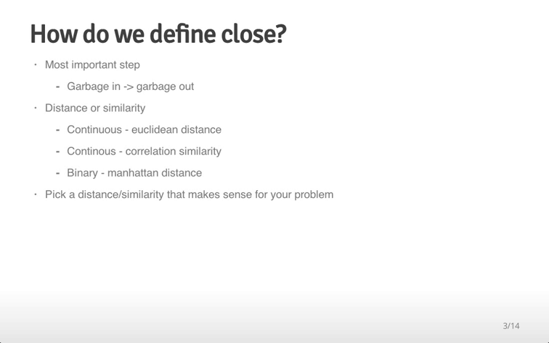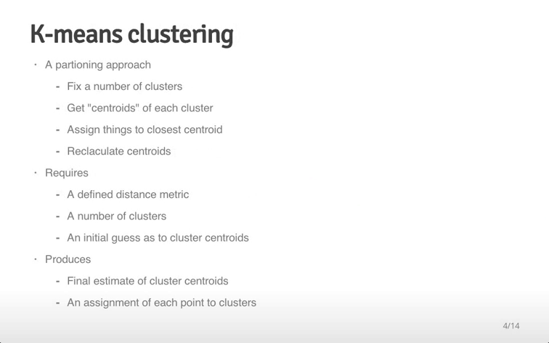So remember that the important thing is to define close in an appropriate way. If you have garbage in, you'll get garbage out. In other words, if you pick a bad distance metric, obviously your clustering will also be bad. In this case, we'll primarily focus on continuous variable distance, Euclidean distance, as that's the primary distance that's used in k-means clustering. We need to pick a distance that corresponds to quantitative variables, so usually k-means is applied to a set of quantitative variables.